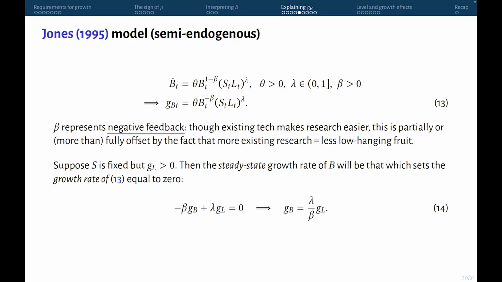See that? And beta GB divided by lambda. By the data.